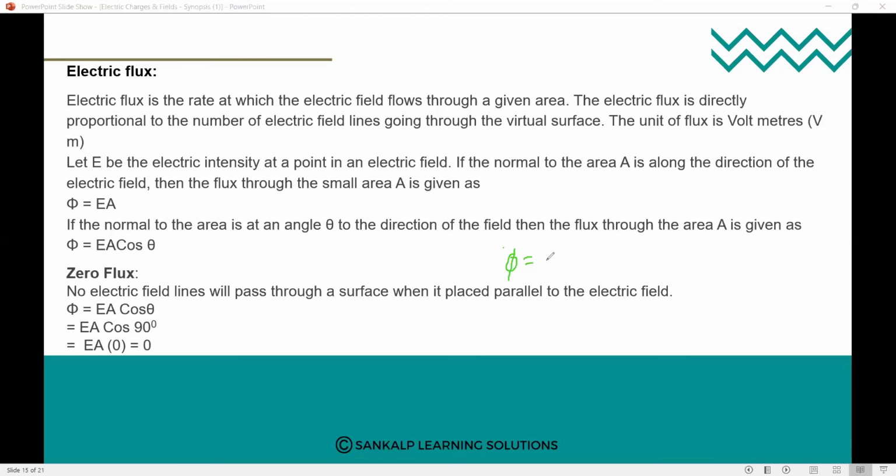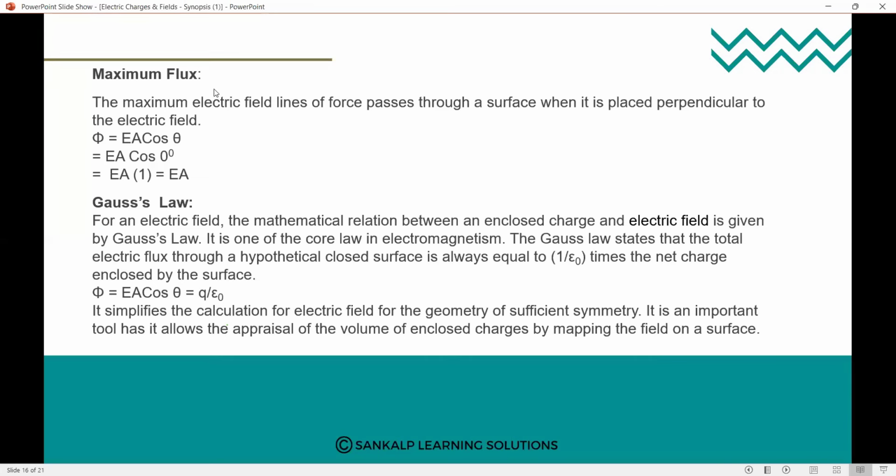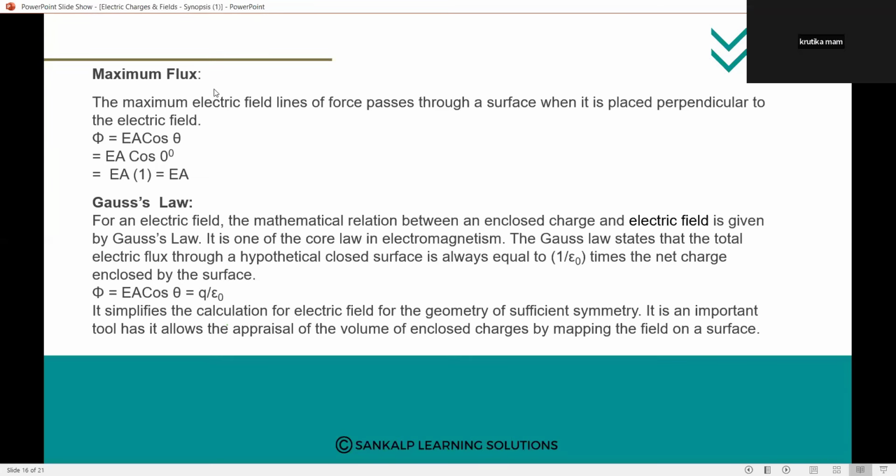The flux is equal to EA cos theta. So theta is equal to 90 degrees. Cos 90 is 0. Therefore the flux will be 0. Very simple point. So zero flux or the maximum flux, we can see.